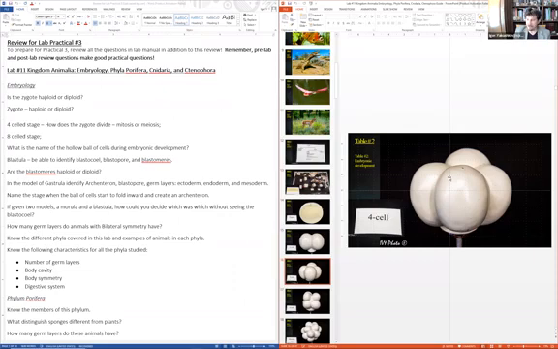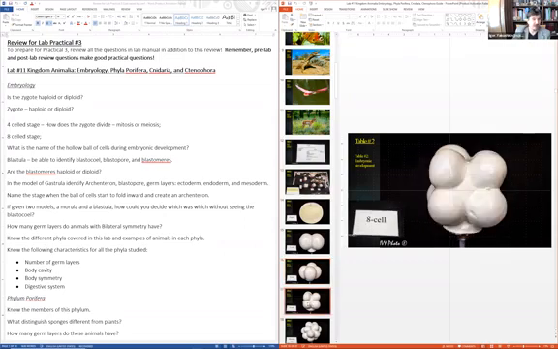mitosis. So in this particular case, mitosis will be the process of how the cells are being produced.